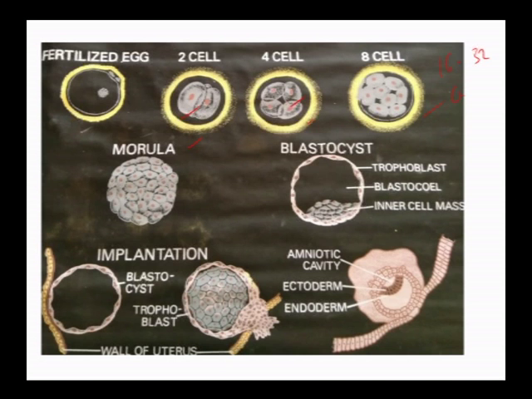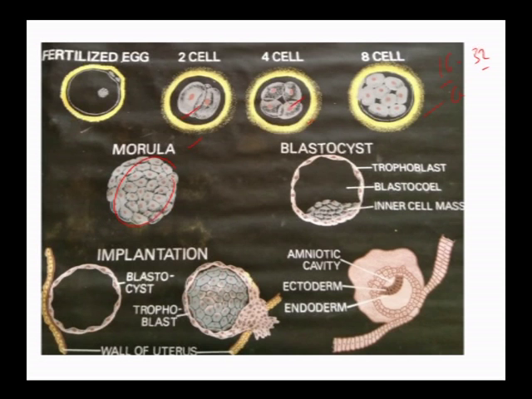Up to here the cleavage patterns are regular, as you can see clearly. Later the cleavage patterns are irregular. The embryo between the 16 and 32 cell stage is also known as the morula, because it resembles the shape of a mulberry fruit. Morus alba, the mulberry, looks just like this, so we call it the morula.